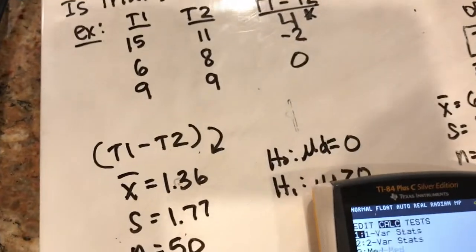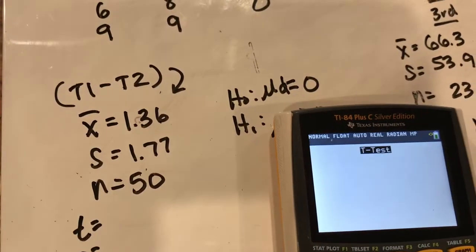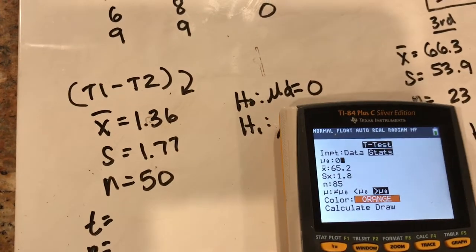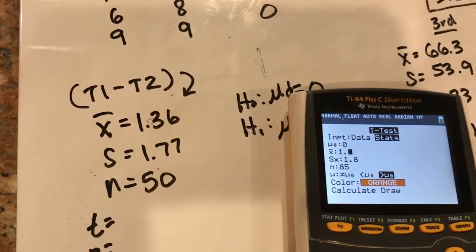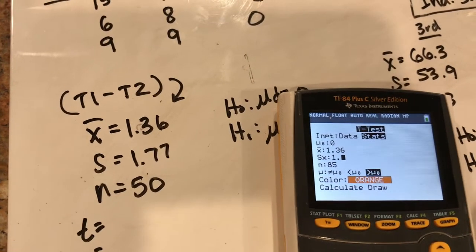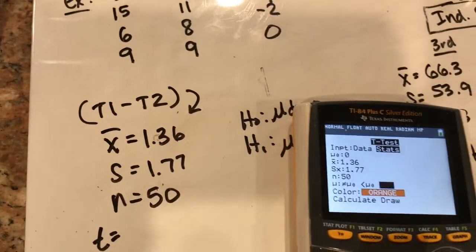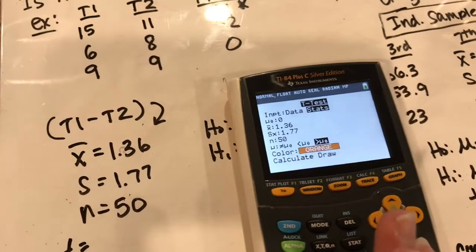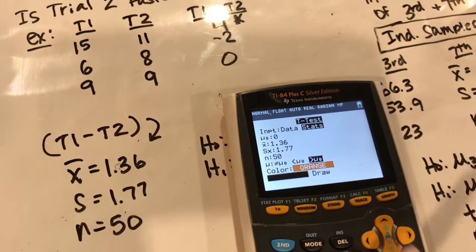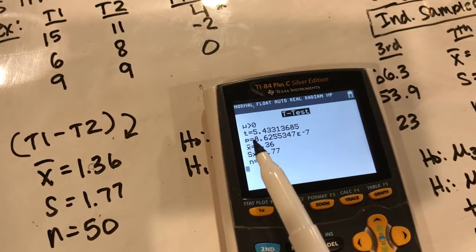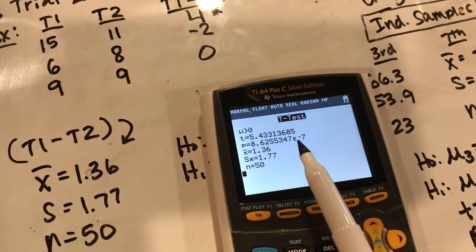Then all you do is type these into your calculator, and you use just a regular t-test. So go over to test, t-test, and we're going to enter stats. Our null hypothesis is 0. Our x-bar is 1.36, our S is 1.77, our N is 50. And we want to do a greater than, because our alternative is greater than 0. And I just go down to calculate. And look at that p-value. Again, 8.6 is not a p-value. It's times e to the negative 7.